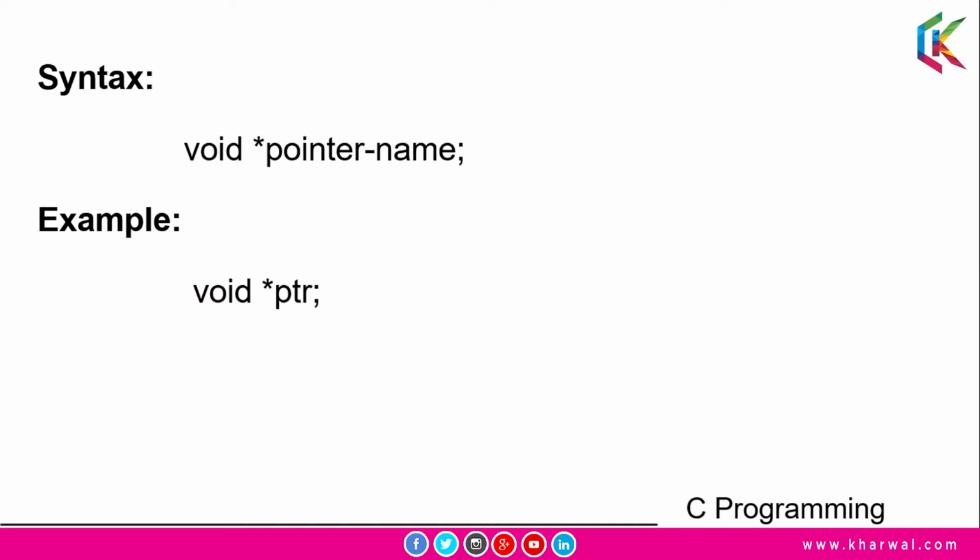Now let's go ahead and we'll discuss the syntax of generic or void pointer. This is the syntax of void or generic pointer, and here we will use void data type and then asterisk, and after that we will use pointer name, and at the end we will put semicolon, and this is an example of void or generic pointer. So now guys, let me open up the Turbo C++ compiler.